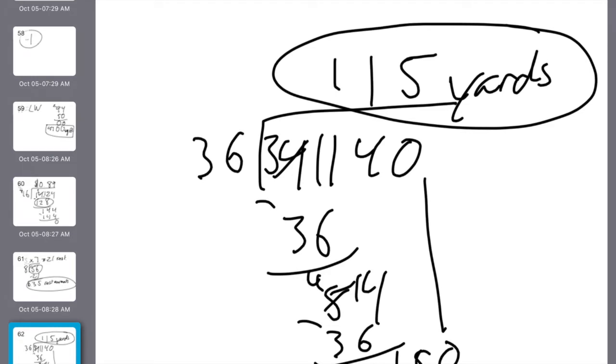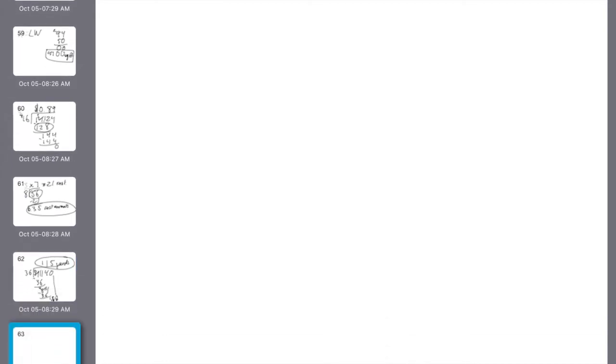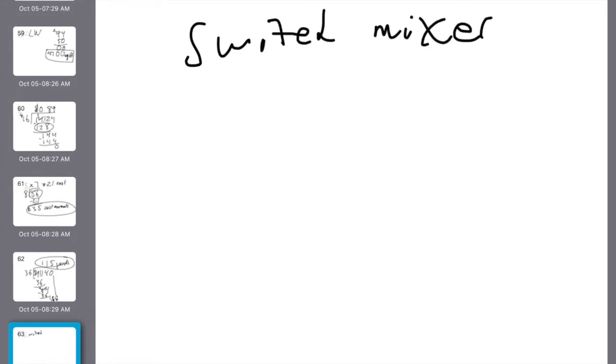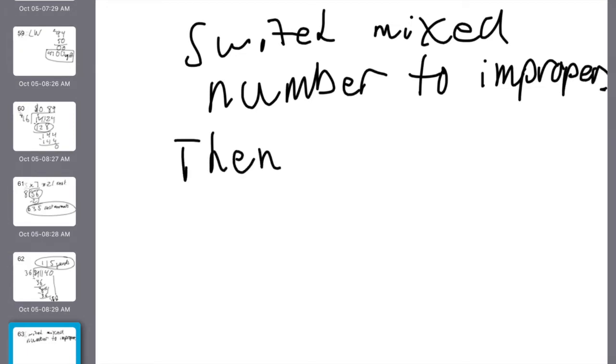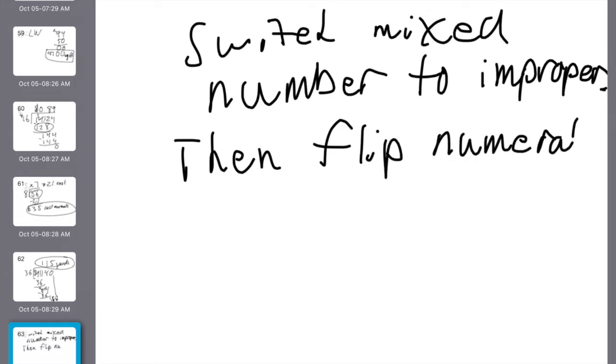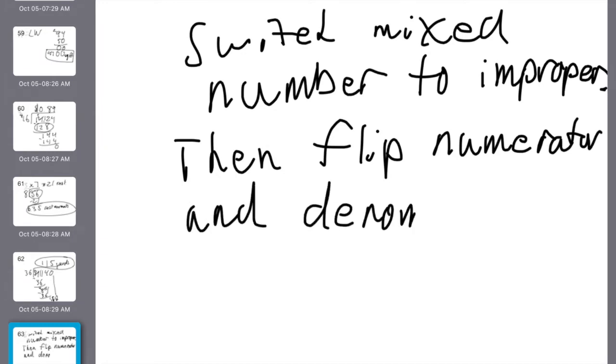Number 9, describe how to find the reciprocal of a mixed number. Okay, this is a 2-step process, guys. Step 1, switch the mixed number to improper, comma, then flip the numerator and denominator.